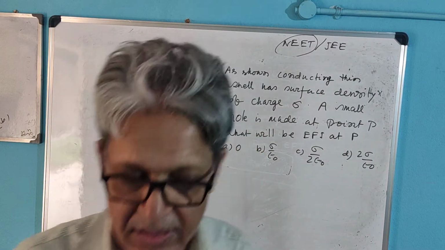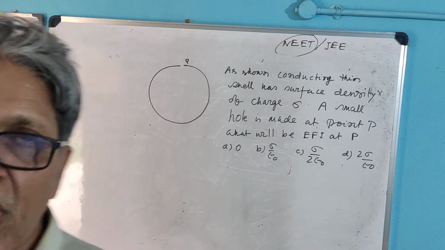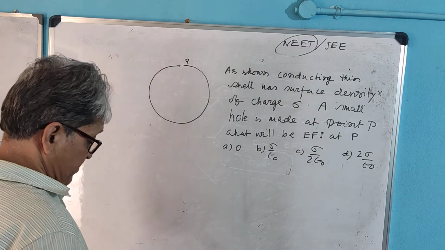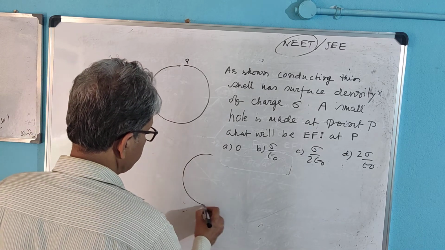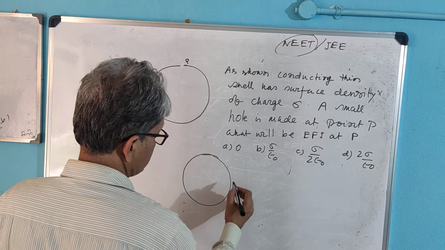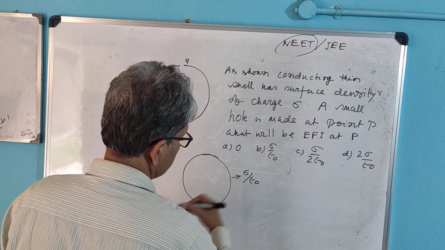Try to solve in similar style like the previous one. I shall give you a hint. You take a pause and try yourself. Suppose the hole has not been made. This is a conducting shell, surface density of charge sigma. What will be the field intensity? No doubt, sigma by epsilon 0.